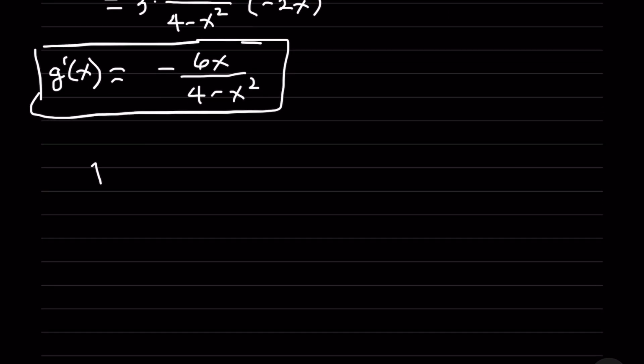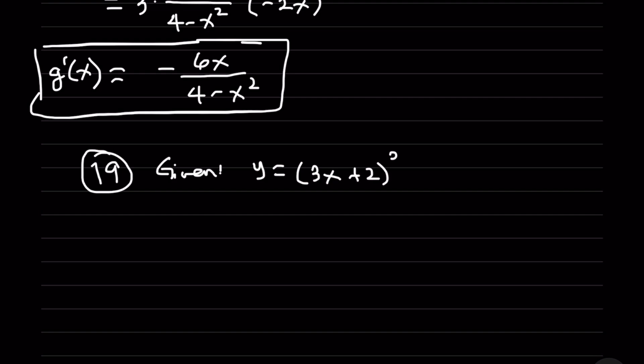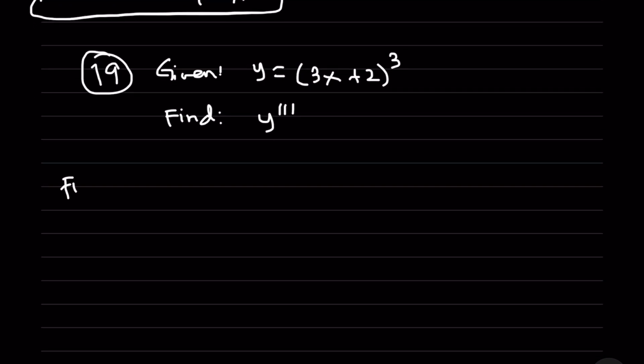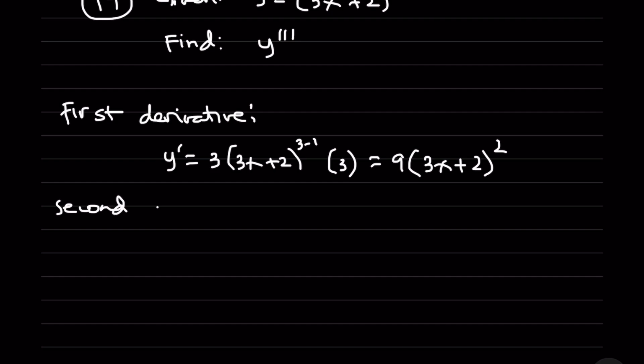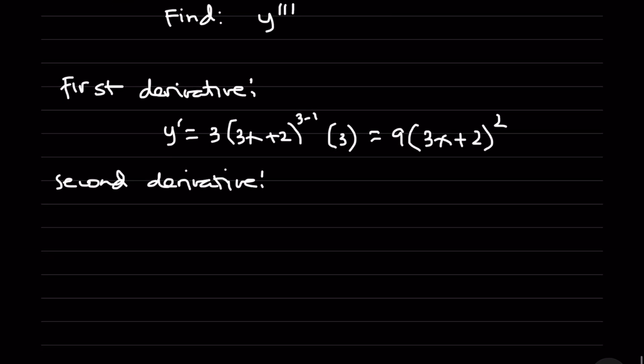Next, number 19. Given the following equation, y equal to 3x plus 2 raised to the third power, find the triple derivative of y. So we simply have to differentiate this 3 times. The first derivative is equal to 3 times 3x plus 2 raised to 3 minus 1, which is 2, times the derivative of the inside, which is the derivative of 3x, which is 3. So you evaluate that equation, you have this value.